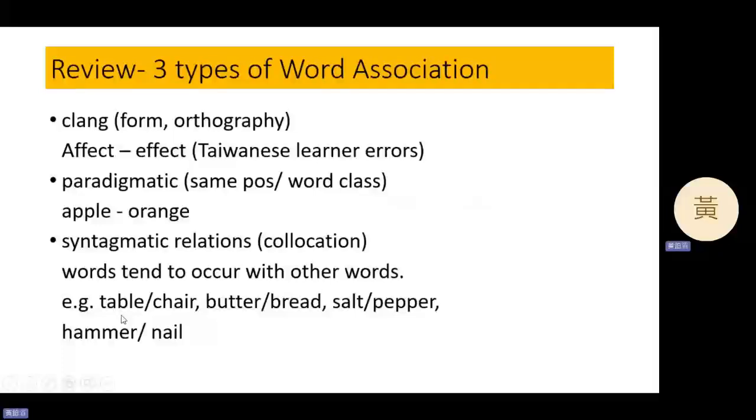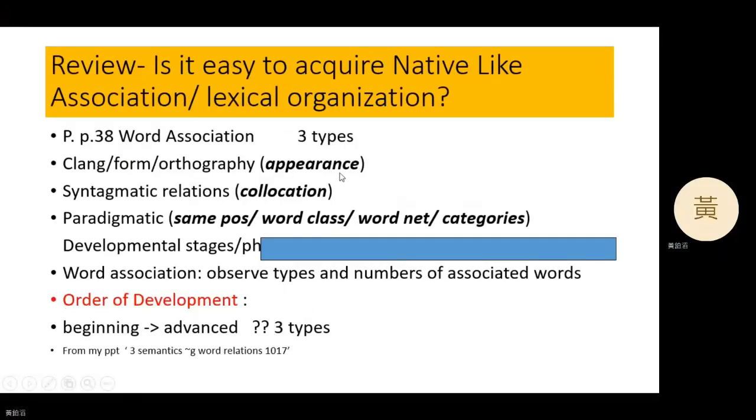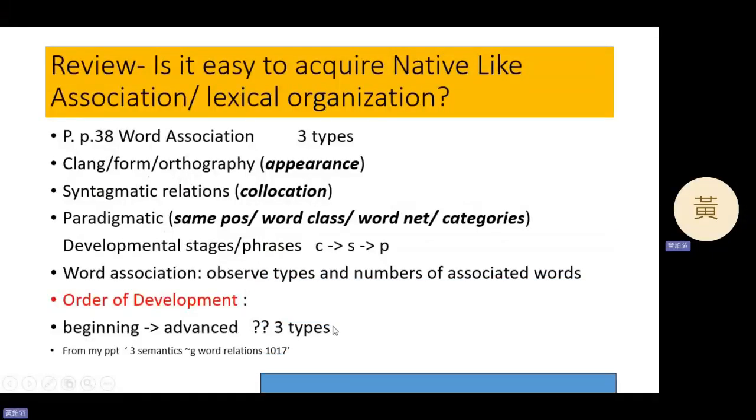All right, here's a collocation, like for the clang type, it's about the form. So learners learn it through the appearance. And syntagmatic relation is about collocation, so it's sentence level. Paradigmatic is part of speech, hypernym and hyponym. And the relationship is this. They learn this first, and second, and the later acquired one is paradigmatic.